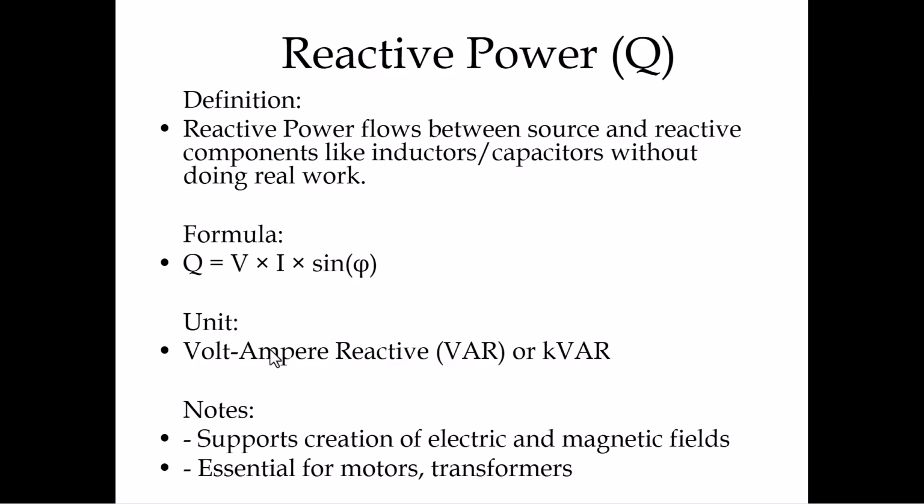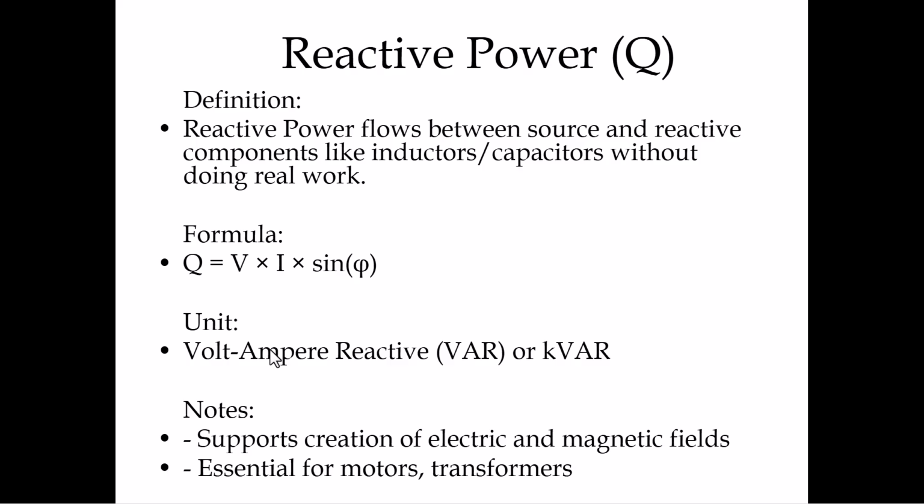Now I'll discuss reactive power, an important but often misunderstood component of AC power systems. Reactive power is the part of total AC power that flows back and forth between the source and the reactive elements in the circuit, especially inductors and capacitors. Unlike real power, it is not converted into heat, light, or mechanical work. Please note this point. However, it plays a critical role.